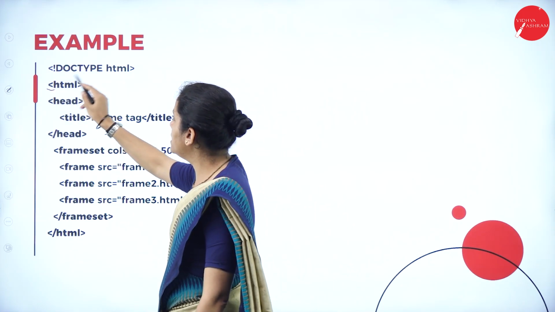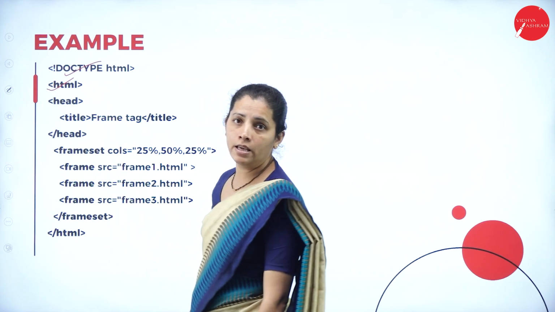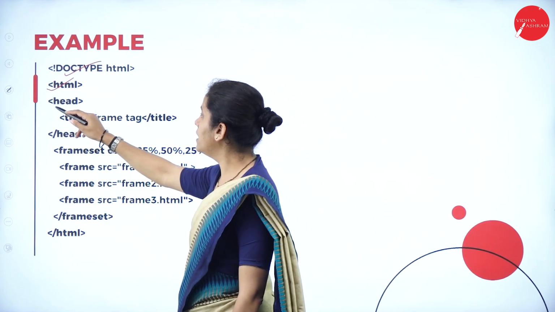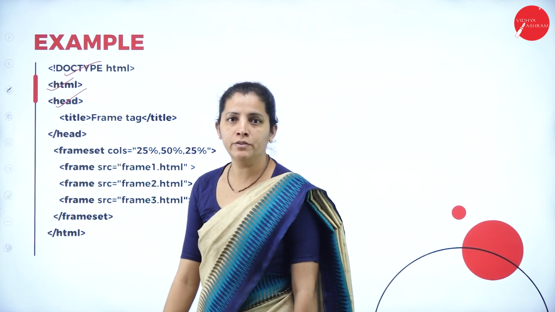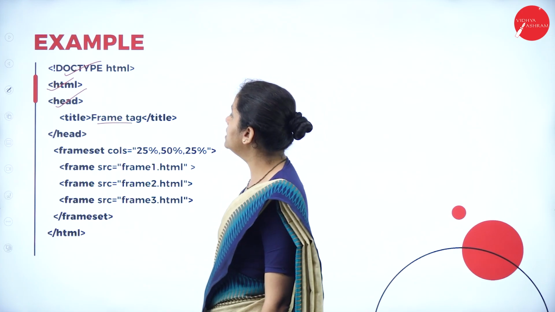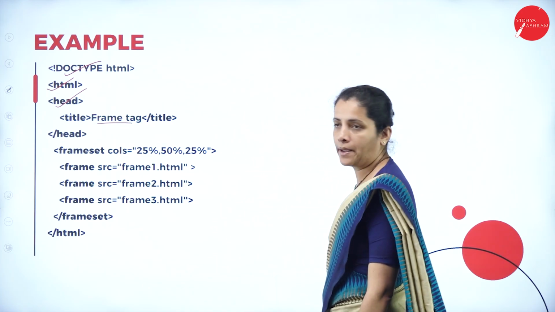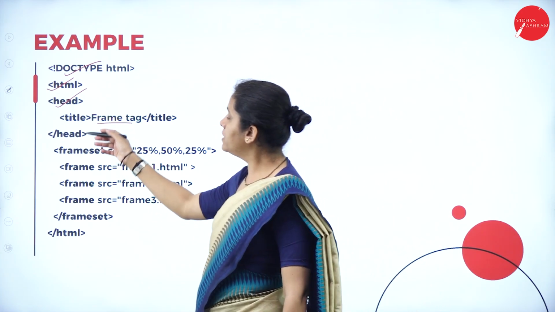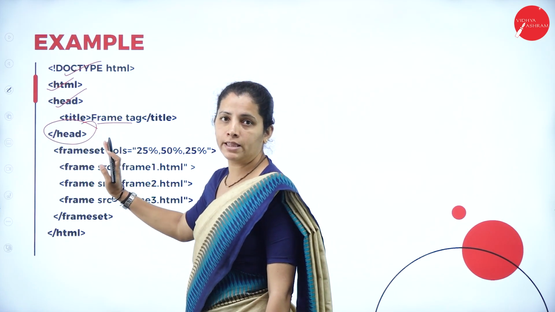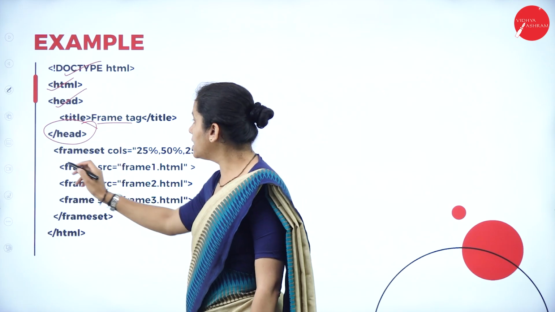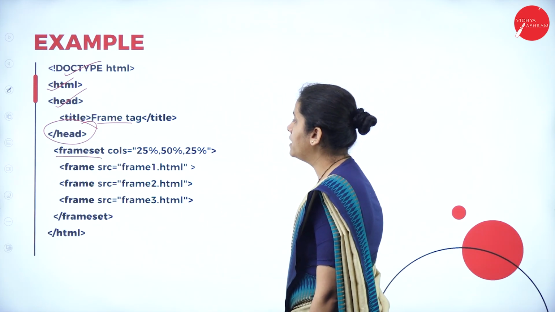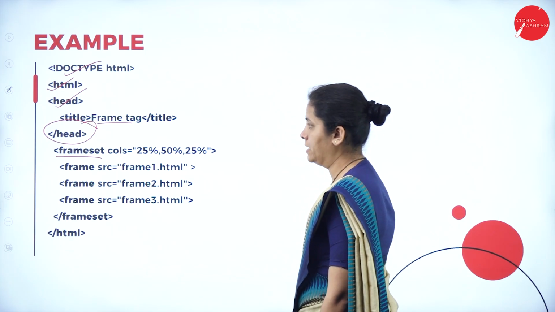I'll start with the HTML. I'll define the version of the HTML, and I'll start with the head, and I want to give a name to the frame. So what is the title? That is the frame tag. See here, after closing the head tag, I'm not going to start with the body tag. Instead of that, I'll start with the frameset.